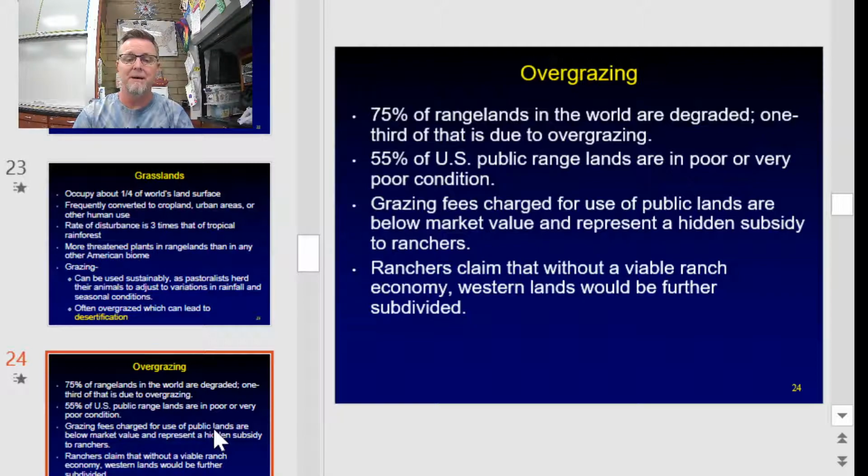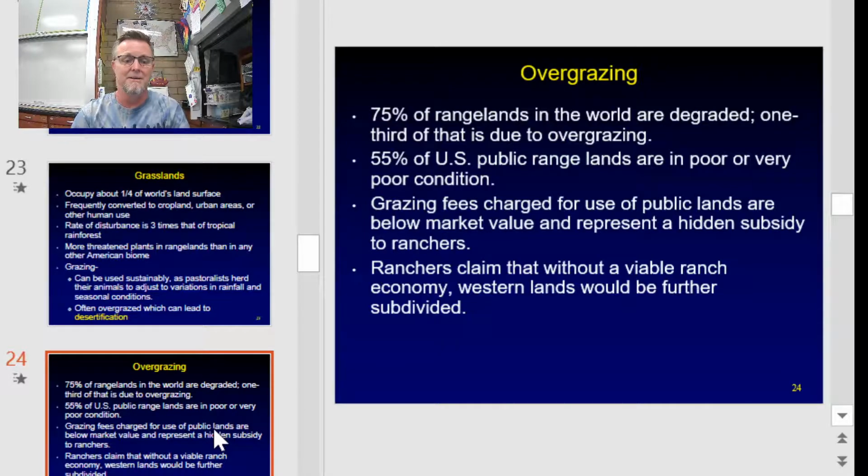55% of U.S. public rangelands, which can be related to our activity in this class called the tragedy of the commons, are in poor or very poor condition because, well, how do we make money as a rancher? I raise cattle, they get big and fat, and then I sell them on the open market. So the more cattle I can raise, the fatter they get, the more money I can make. So I'm going to keep trying to sneak more and more of my cattle into these public rangelands because I make more money.